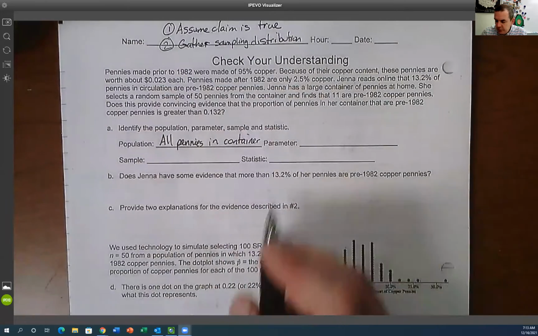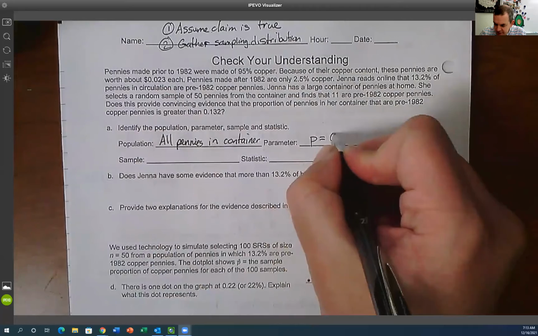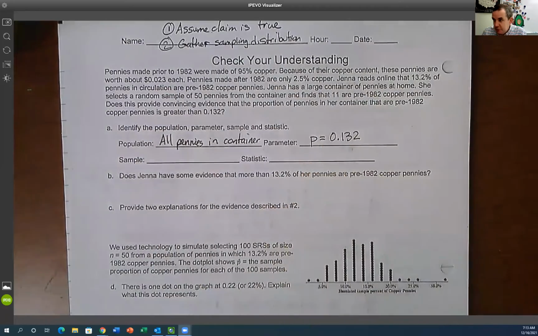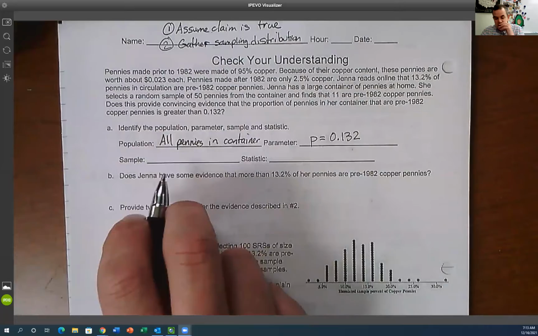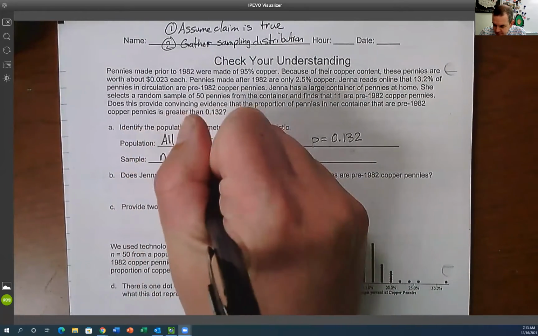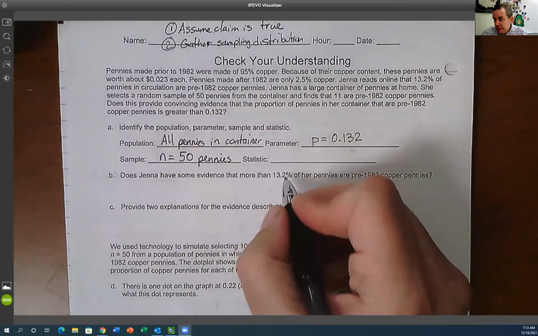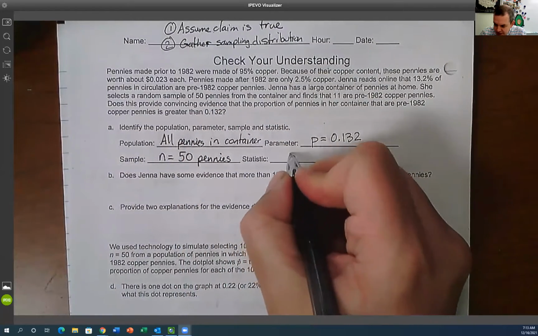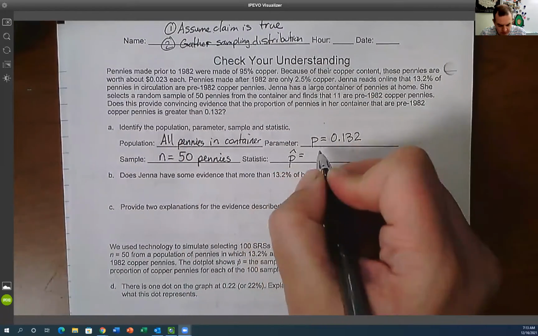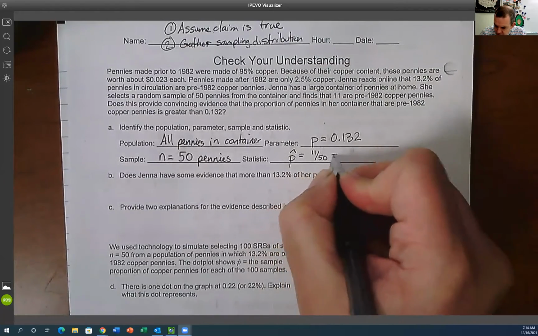And it says, what is the parameter? Well, the parameter we're looking for is that somebody's claim is that the true proportion, the p, is 0.132. What is the sample? What did she do to get the sample? She took a sample of size 50 pennies. And the statistic here was the proportion she got. That p-hat she got was 11 out of 50, which is 22%.